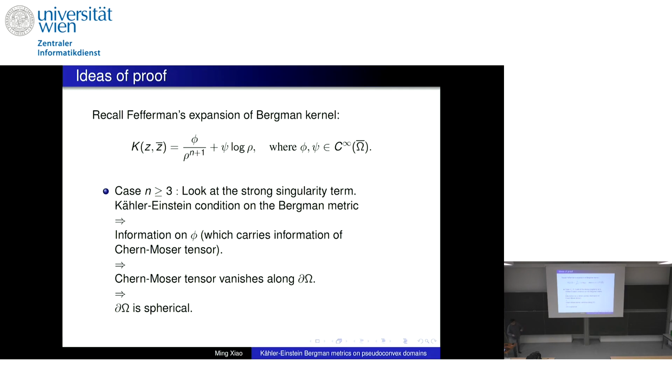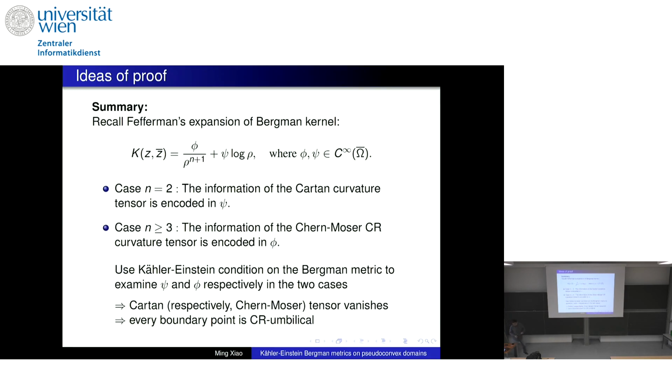Let me again summarize the idea by comparing them. The key thing is to use Fefferman's expansion of the Bergman kernel together with the Kähler-Einstein condition. In the two-dimensional case, for a hypersurface in C2, we know that to check the CR umbilicity of a boundary point, we need to look at the sixth-order Cartan's curvature tensor. And Cartan's curvature tensor is encoded or carried by psi. In higher dimensions, we know that to check whether a boundary point is CR umbilical, we have to check whether the Chern-Moser curvature tensor vanishes or not.